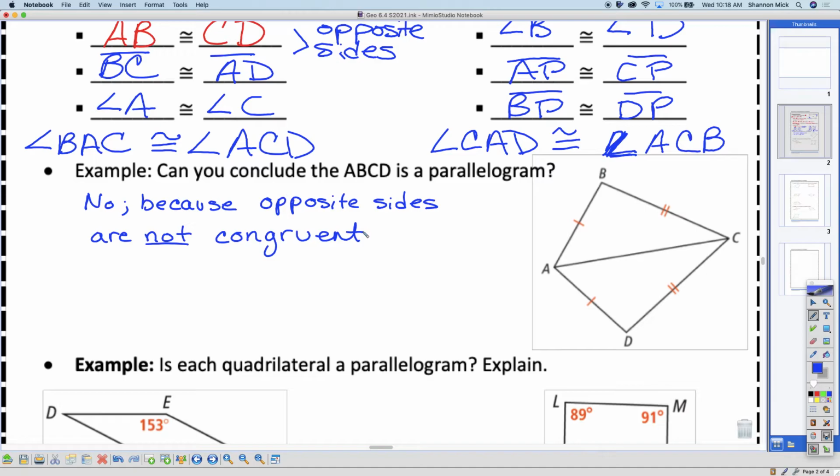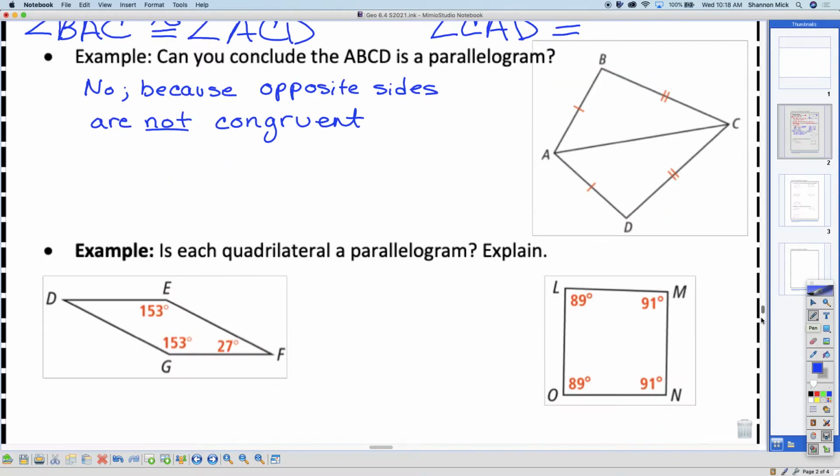So for this to be a parallelogram, AD would have to be congruent to what? To BC. And is that the case? No. This has one line and that has two lines. So you have to pay attention to the relationship of what they're saying. Because you're like, oh, it has two sets of congruent lines, right? But are they opposite of each other? No.